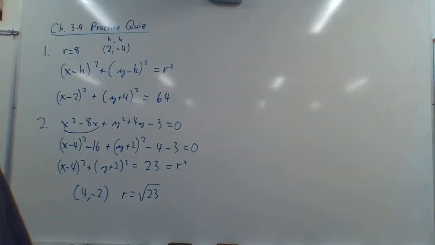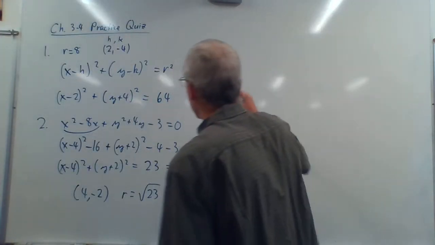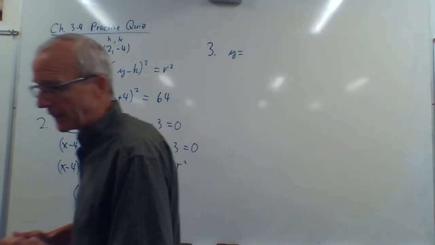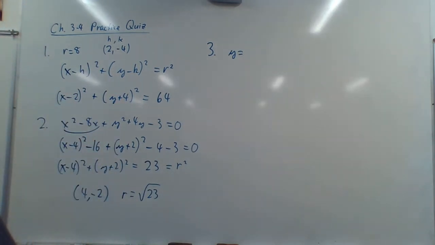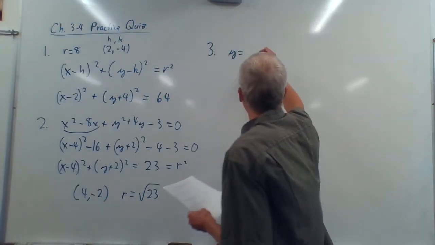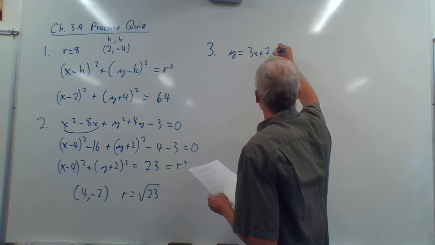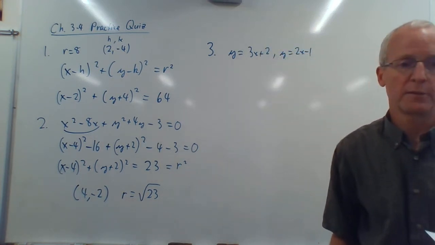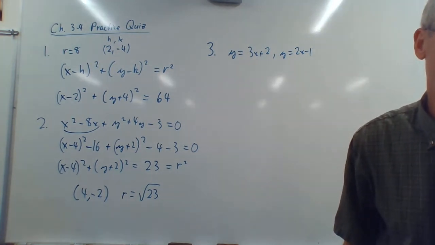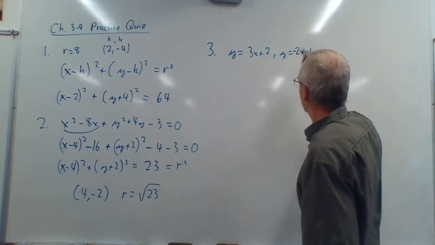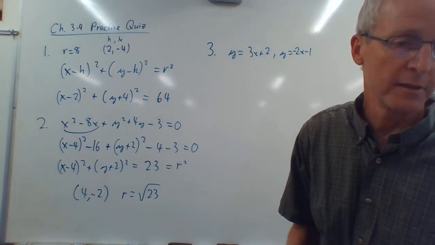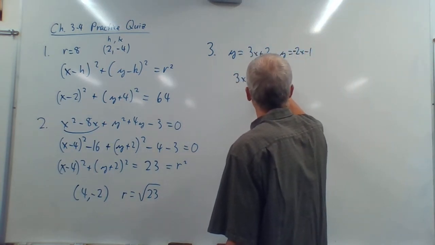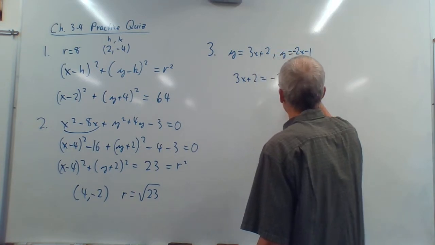All right, number 3. The intersection of two lines. So, good skill to have. We have two lines I just made up: y equals 3x plus 2 and y equals negative 2x minus 1. All you do is set those two things equal, solve for x, and then solve for y. So, set them equal: 3x plus 2 equals negative 2x minus 1.